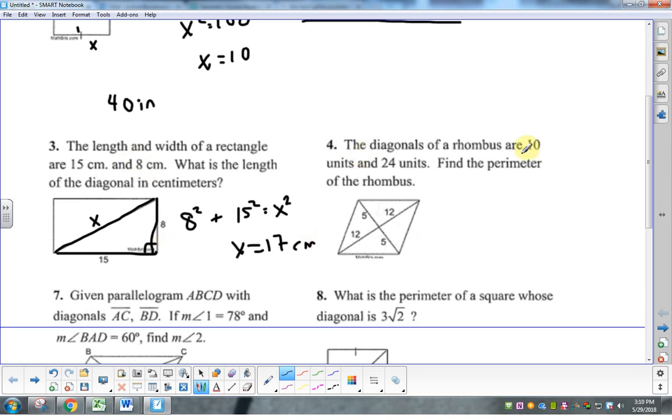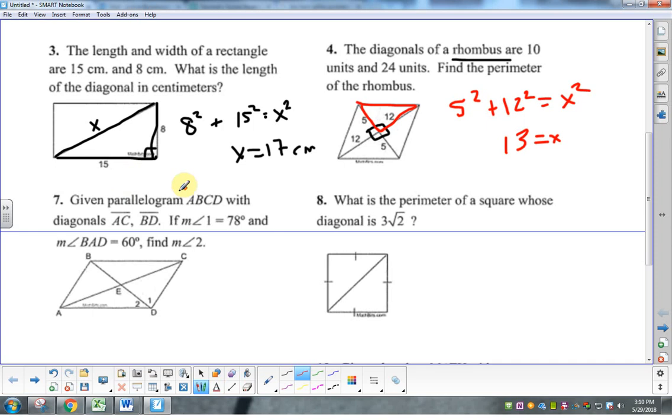Okay. Diagonals of a rhombus. Big important thing you need to know about a rhombus when it's talking about the diagonals is that they are perpendicular. That's important because hopefully now you see that you have 4 right triangles. So just like we just did Pythagorean theorem, hey, we're going to do it again. So 5 squared plus 12 squared equals x squared. And when you solve this, you're going to get 13.